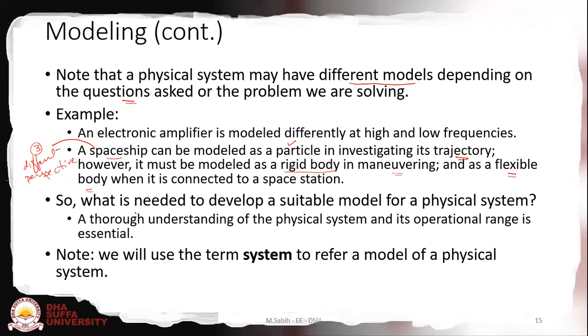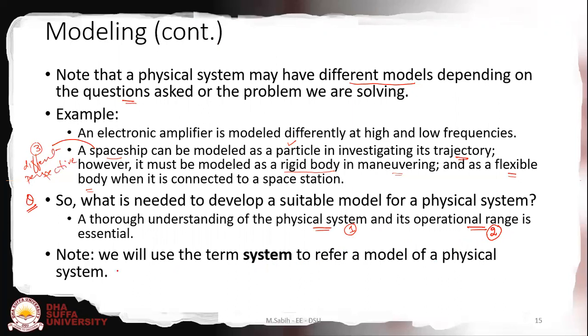Right. So what is needed to develop a suitable model for our physical system? This is a very important question. We actually need to understand thoroughly the physical system. This is the first thing: how the system works. This is the first learning. And then we also have to understand its operation range. So the first thing is understanding the physics behind the system, general physics, maths and chemistry. And then we focus on its operation range, what exactly is the range in which we are trying to use it, okay?